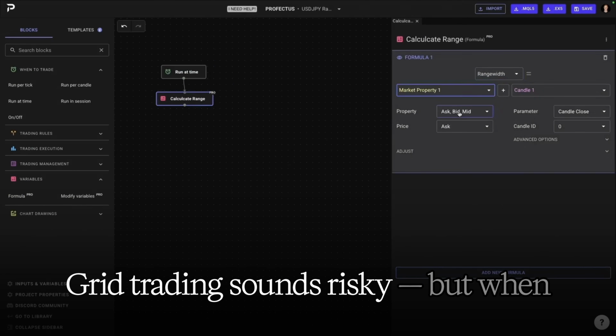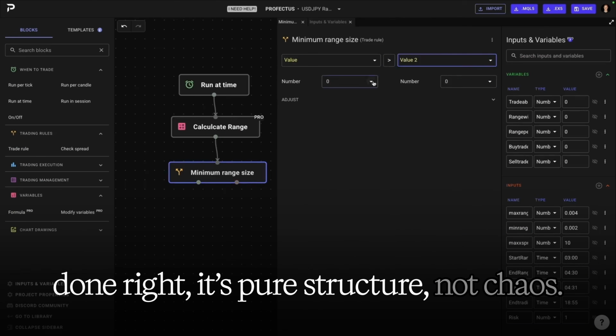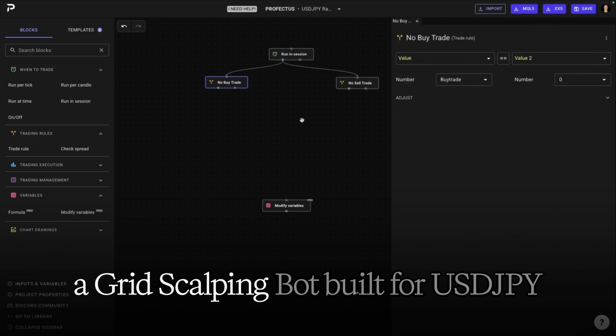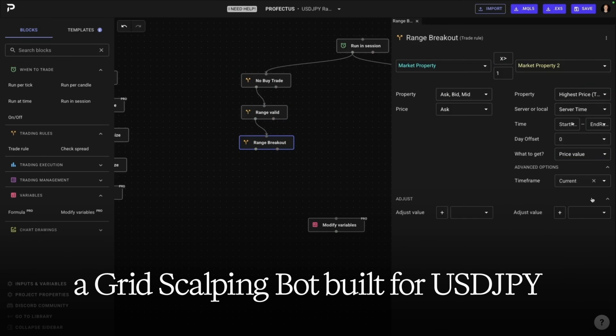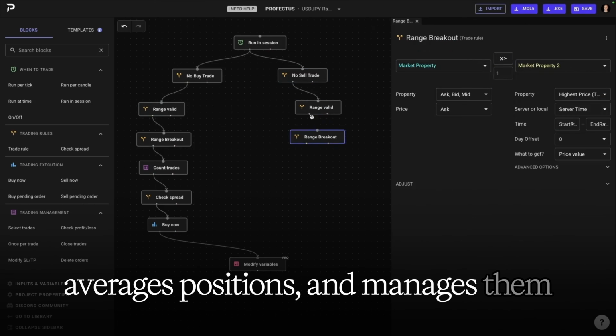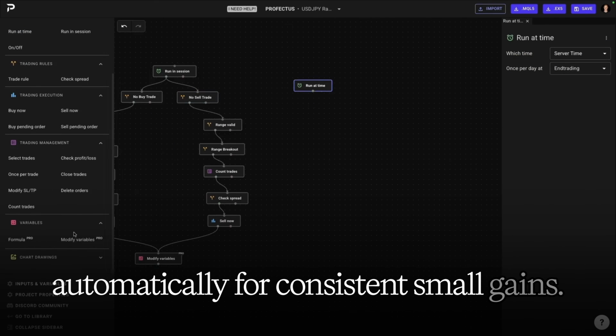Grid trading sounds risky, but when done right, it's pure structure, not chaos. In this tutorial, I'll walk you through a grid scalping bot built for USDJPY that enters trades every few pips, averages positions, and manages them automatically for consistent small gains.